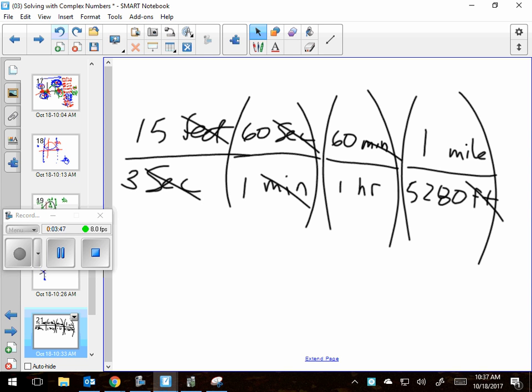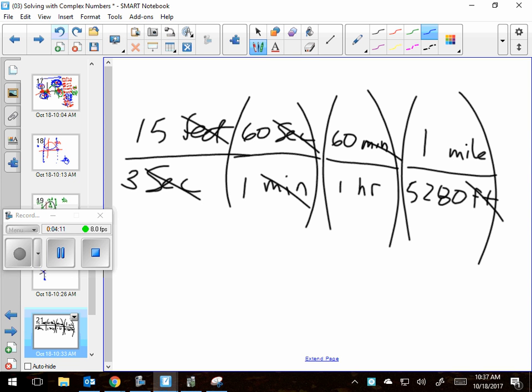Because I was just multiplying by 1 the whole time, the amount isn't changed. It just has different units. My speed is still the same. 5 feet per second is still the same speed. We didn't increase it with all this multiplying. But we changed it to different units, and who's got an answer? Raise your hand if you got the answer. Okay, only 2 people have the answer.